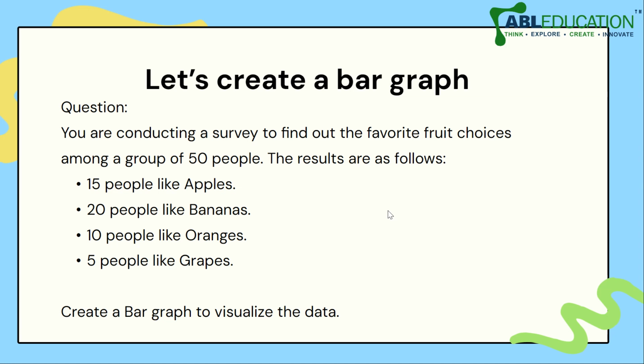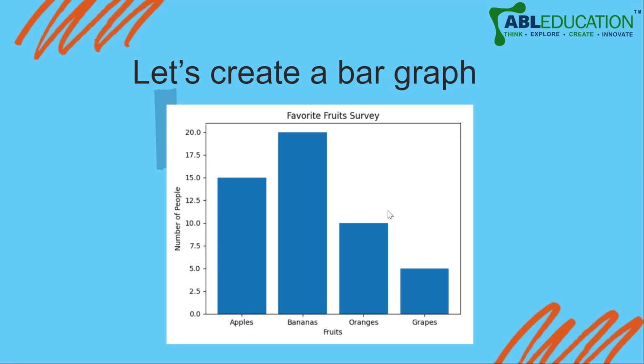Now suppose you have a group of people and you need to find out the interests of those people, like how many people like apples, how many like bananas, how many like oranges, how many like grapes. You need to represent this data in the form of a bar graph, right? So here will be the output.